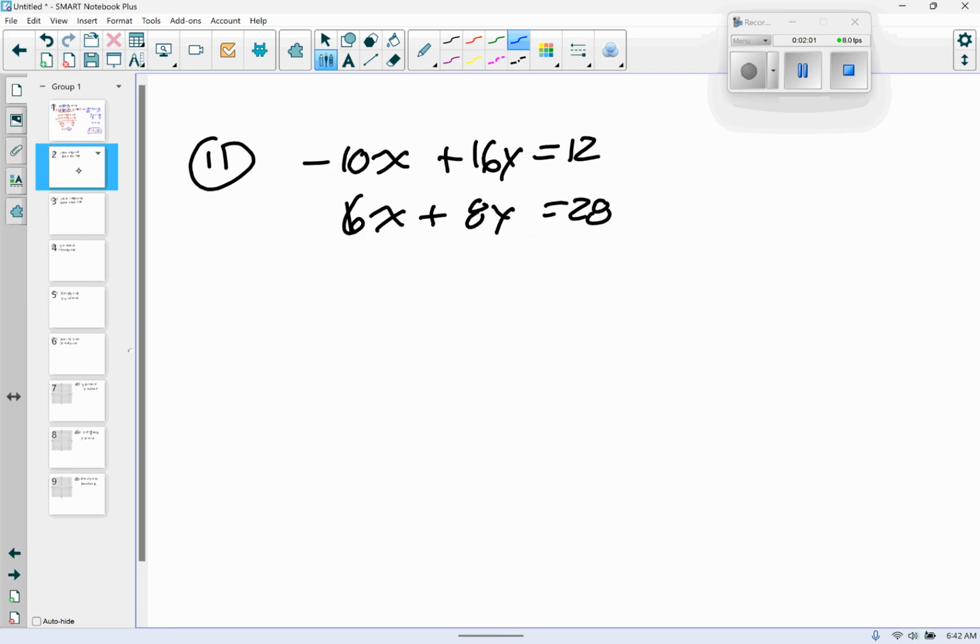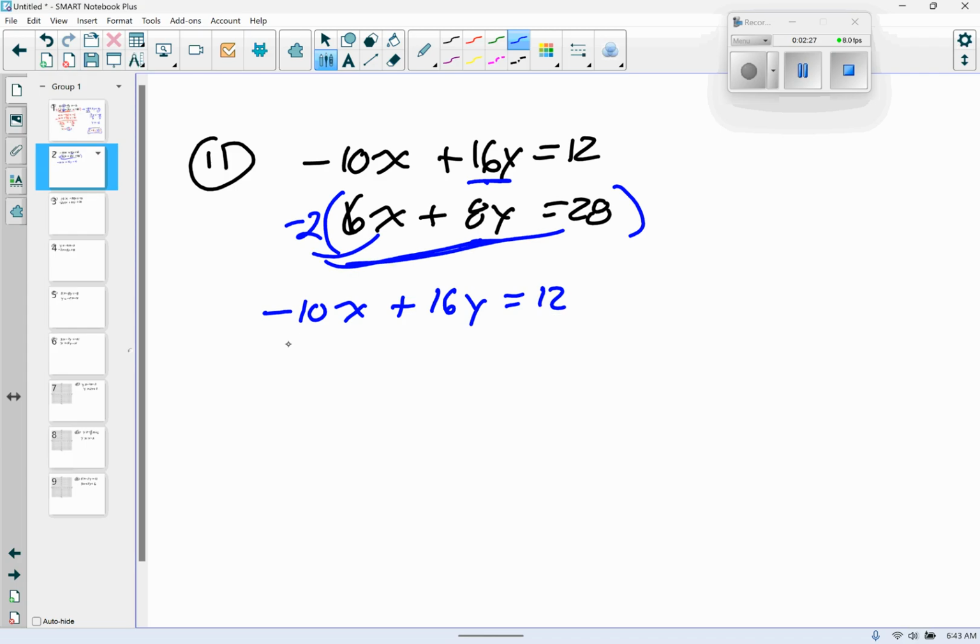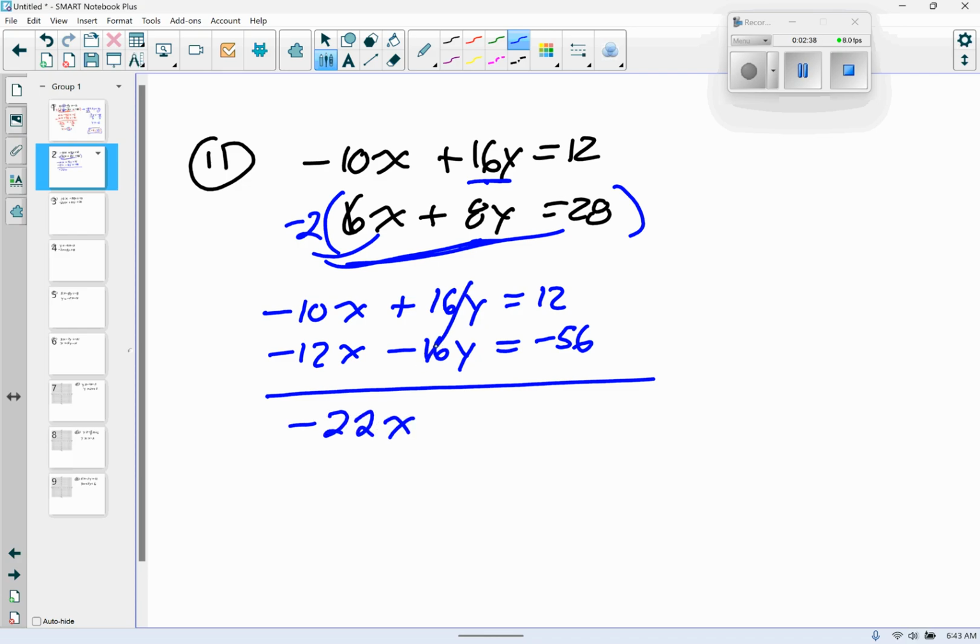Number 11, again, can we add these together as they sit and get rid of an x or y? Well, I'd get negative 4x and 24y, so that's not going to work. Perhaps let's get rid of the y value. I'm going to multiply everything down here by negative 2. That's going to give me opposite y values. Bring the top equation down just as it is. Distribute this to everything here. That gives me negative 12x minus 16y equals negative 56. If we add these together, that gives me negative 22x. The y's cancel each other out.